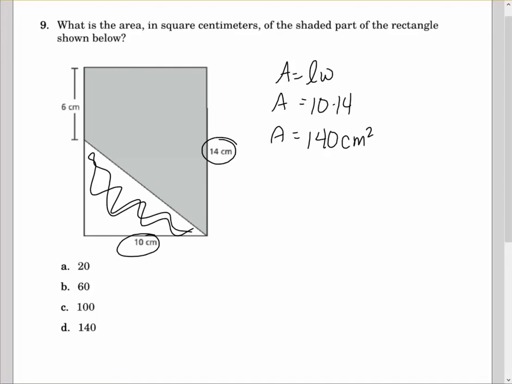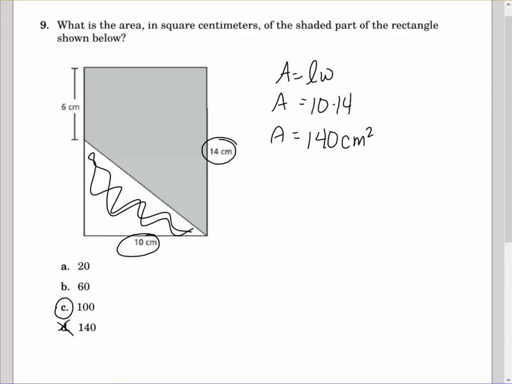All right, so we know our answer has to be less than 140. Common sense could kind of tell you half of this shape is 70, half of the rectangle. So it's more than 70. So common sense should lead you to choice C, right? So let's just test it out. I'll show you how it's actually done.